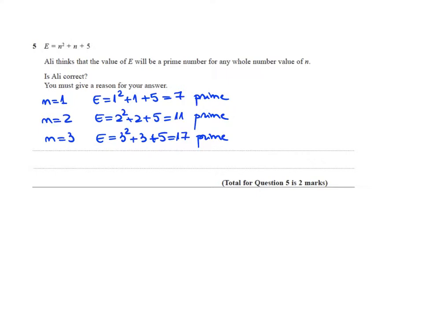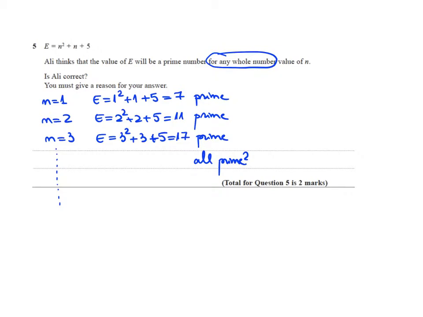So the question is, is Ali correct that for any whole number, if I keep going, n equals 4, 5, and so on, all of them will be prime? Now I can't keep going, so I can take a check with my calculator. A calculator is actually very useful, because if I give it this expression, it can return me a table of values showing me the values of the expression E for many values of n. I can choose for how many.